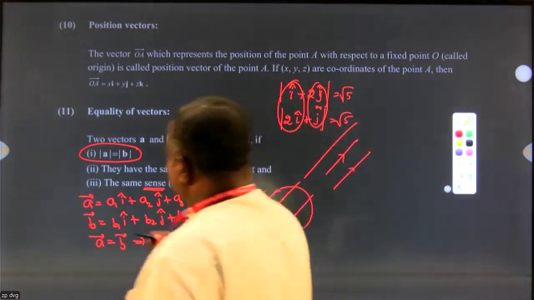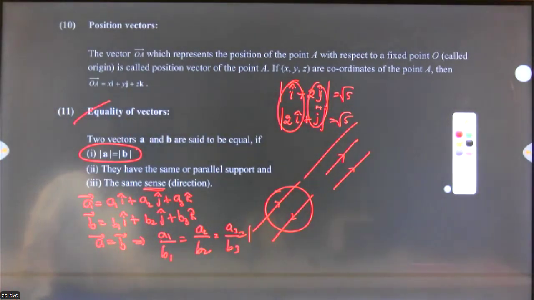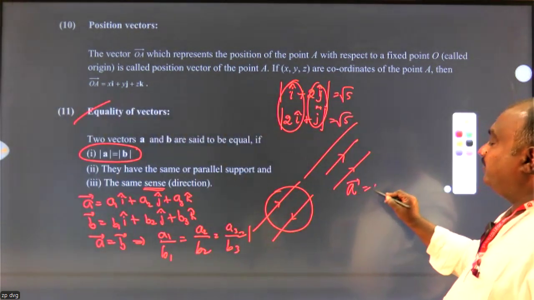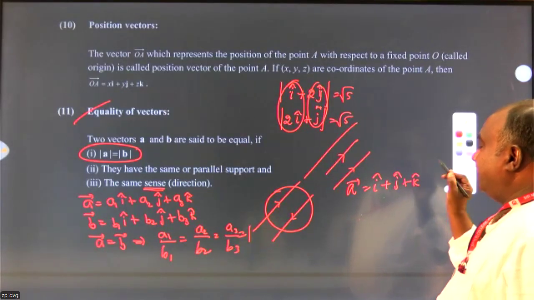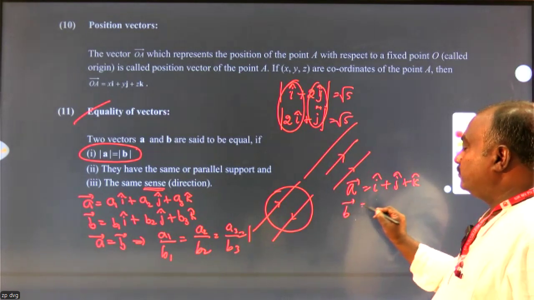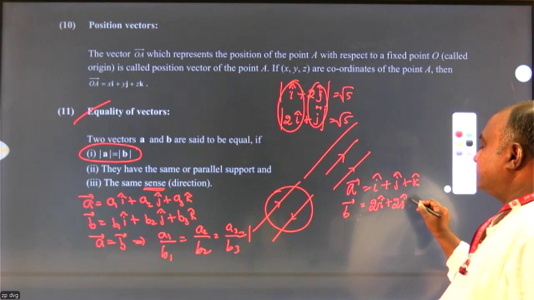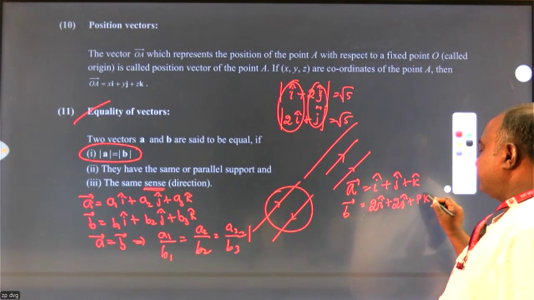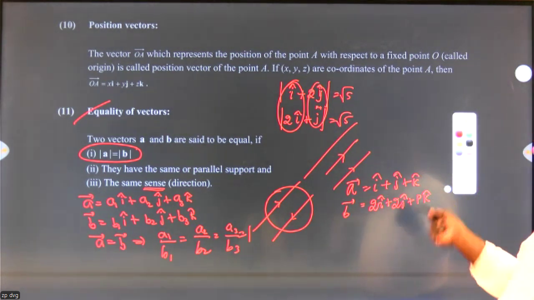And here, a basic level question, they may ask about equality of vectors or collinearity of vectors. For example, they may give the vector a bar is equal to i plus j plus k, and b bar is equal to 2i plus 2j plus p k cap. Then if a bar and b bar are collinear vectors, find the value of p.